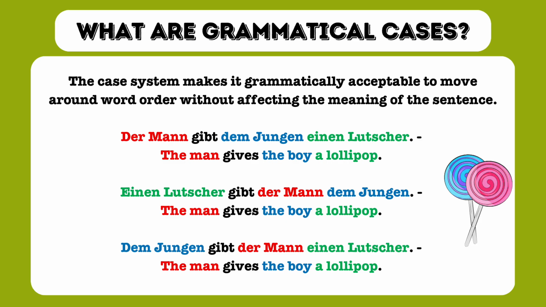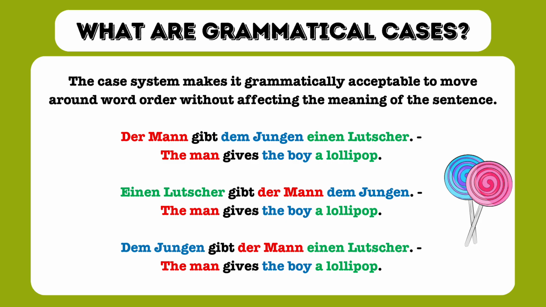So on this slide, you can see three versions of the exact same sentence. Each one has the man gives the boy a lollipop. Every single sentence says the exact same thing, but you can see in the German version of things, I can switch the word order around without changing the meaning. The boy gives the man a lollipop is different than the man gives the boy a lollipop. So when you switch the word order in English, because we don't have a case system to speak of, we have to rely on word order to tell us what thing is doing what within the sentence. In German, we go from der Mann to dem Jungen and einen Lutscher.